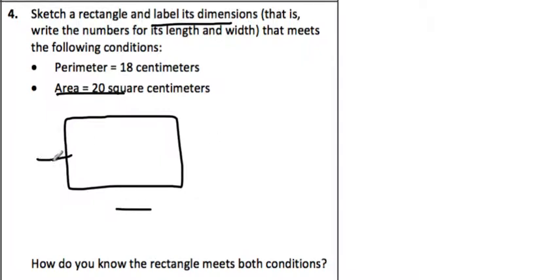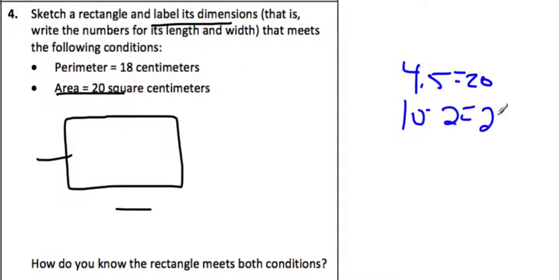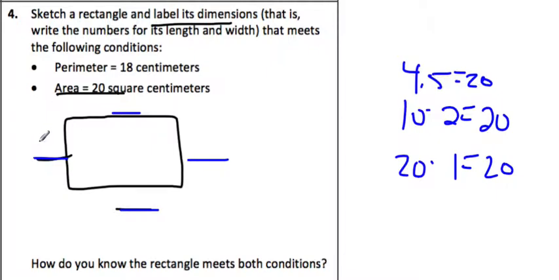So if I'm looking for a number times a number to make 20, I can just make a list. I know that 4 times 5 is 20. I know that 10 times 2 is 20. And I know that 20 times 1 is 20. Now the question is, which of those is going to make 18 centimeters for a perimeter? And now the thing to really keep in mind is that the perimeter is an addition of all 4. Okay? So one strategy I know we developed is guess and check. So I'm just going to do that.